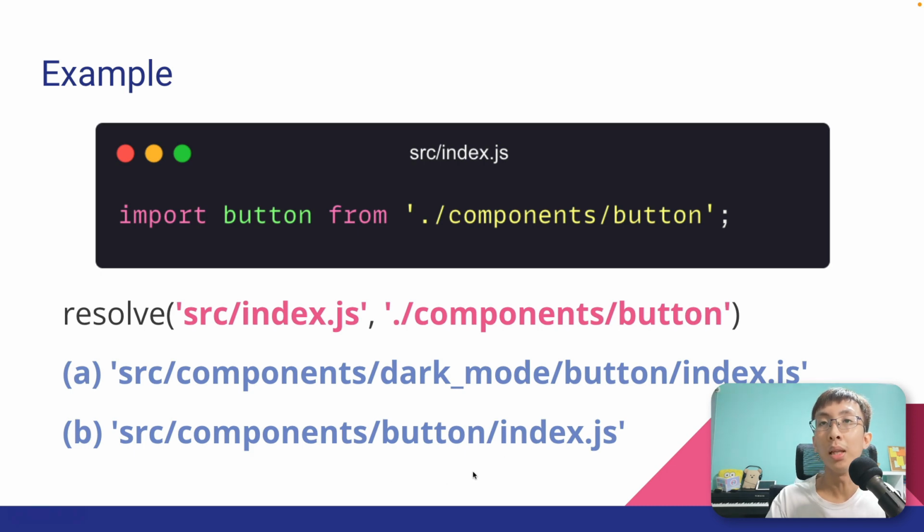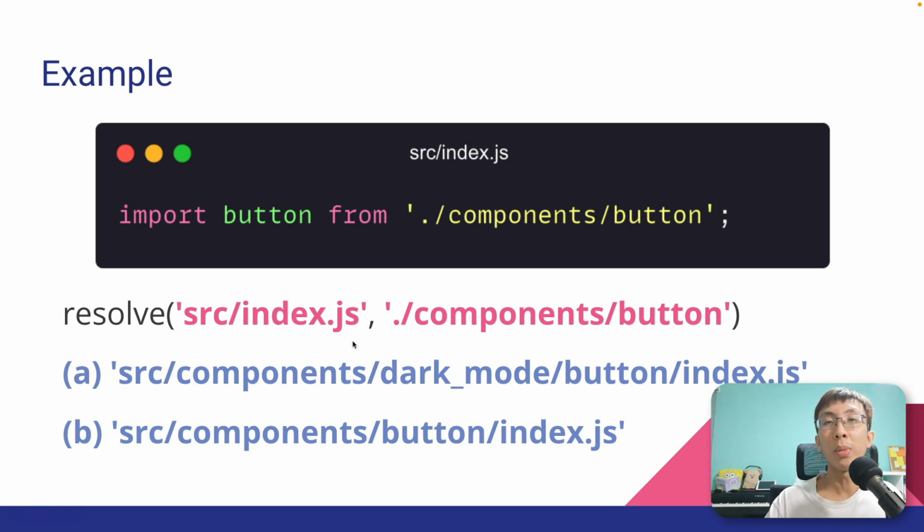But this is a symlink, right? This is just a link. The actual position is at source components dark mode button index.js. So should your resolver return the link-like path, or should it return the actual physical location, which is here? I don't have the answer for you, but this is something you need to take note of, because there's an option for you to turn on or off, basically to say whether you should follow the symlink to go to the physical location or just stay where the symlink is.